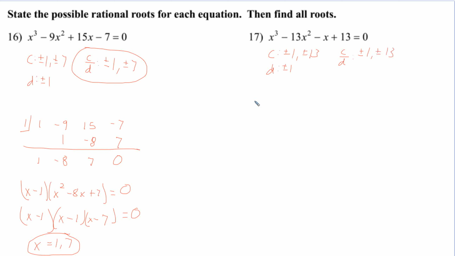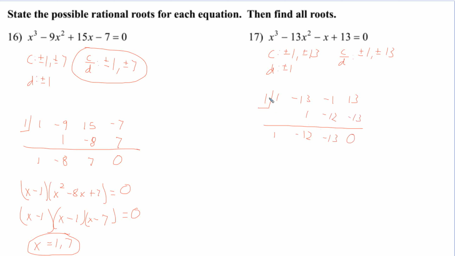And then we're going to do synthetic division. So let's try 1. So we're trying positive 1. We list our coefficients 1, -13, -1, and 13. Bring down the 1. Get 1 here. So 1 times 1 is 1. We add and get -12. 1 times -12 is -12. We add and we get -13. 1 times -13 is -13, and we add and get 0.